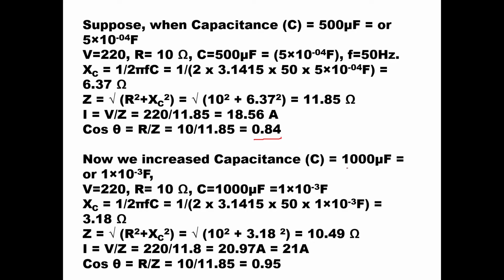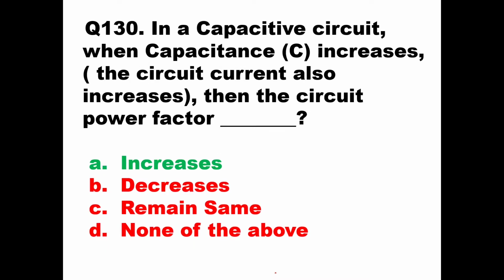Now if you increase the capacitance to 1000 microfarad, and do the same procedure, we will get the power factor here as 0.95. So what is happening? If you increase the capacitance, the power factor value is increasing. So the option should be increases. In a capacitor circuit, when the capacitance increases, the circuit current also increases, and then the circuit power factor also increases.